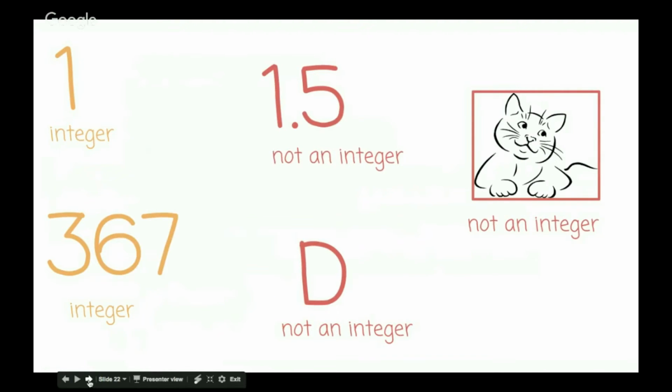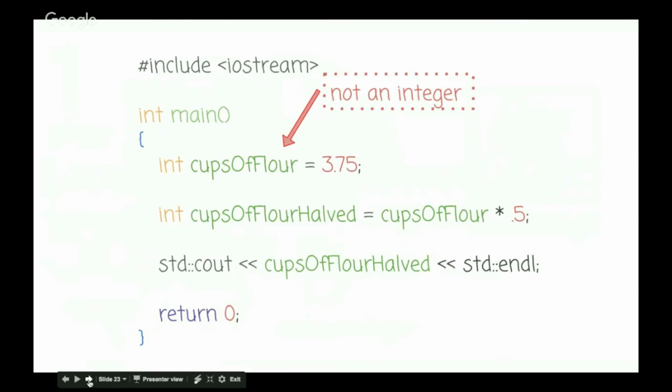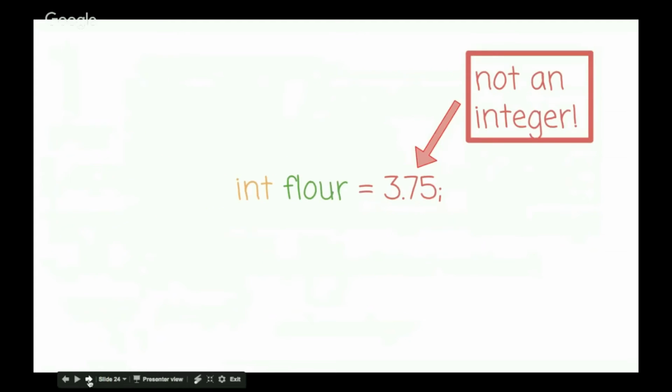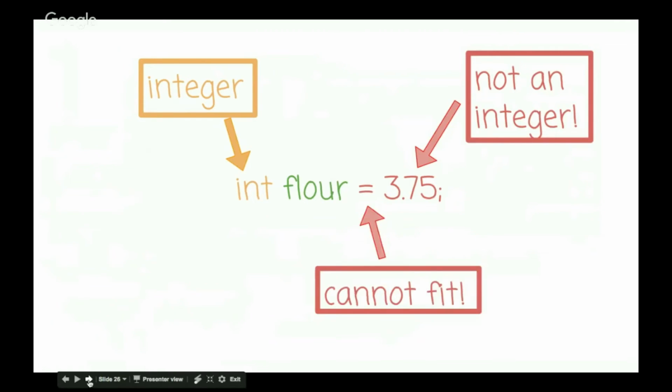So, the problem in our program is that I think that arrow got misplaced. Sorry. It's supposed to be pointing to 3.75. Anyway, 3.75 is not an integer. And we made a box called cups of flour of integer type, so it cannot fit. 3.75 is not going to fit into cups of flour.